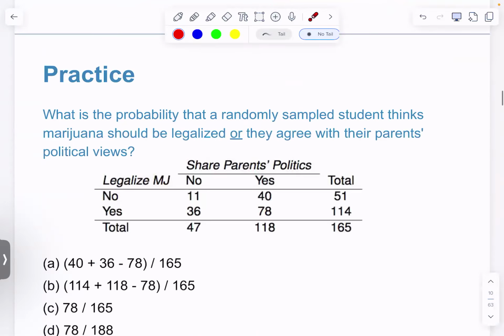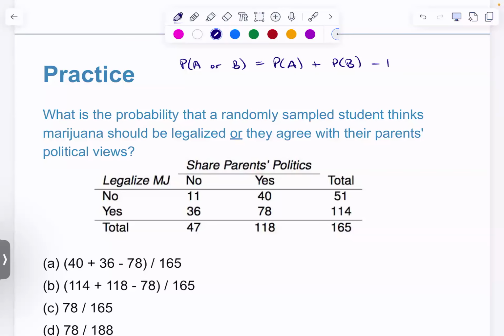Okay. So from our formula sheet, what we just established is the probability of A or B, which is what we're working with, is the probability of A plus the probability of B minus the probability of A and B. So what's this going to look like in terms of a question?